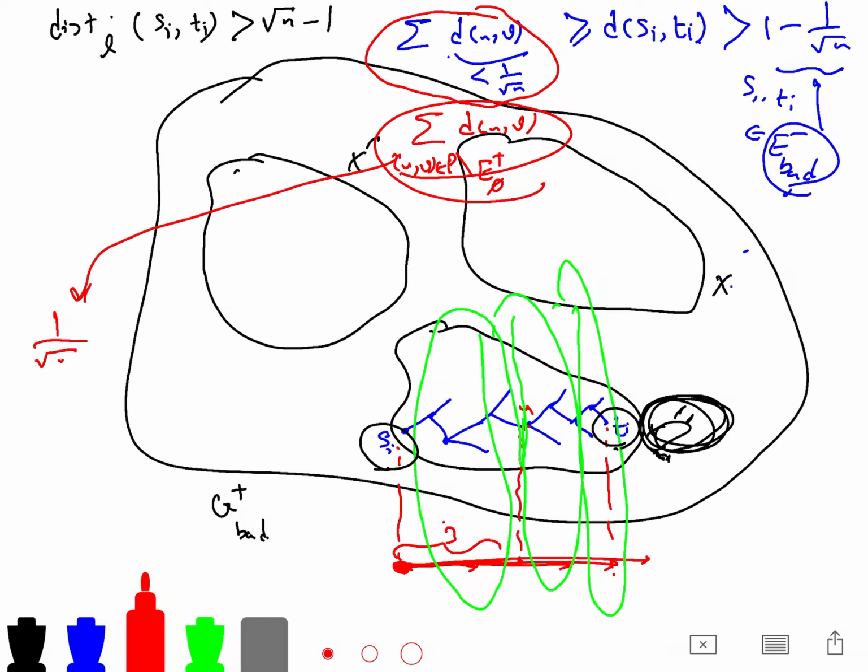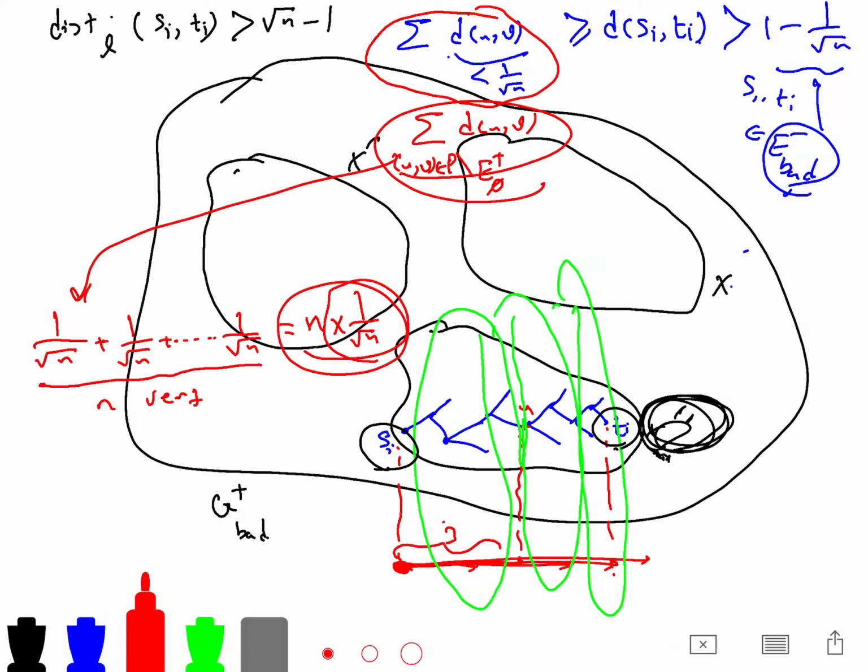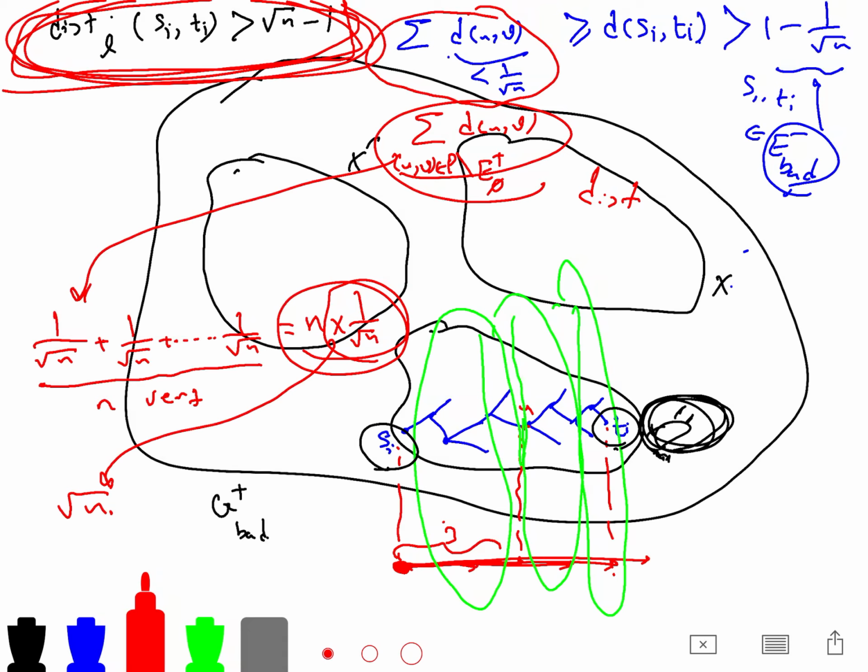And what does it mean? It means 1 over root n plus 1 over root n. How many vertices are there? There are at most n vertices. So this is n times 1 over root n, and this is square root of n. So the distance between Si and Ti is at least square root of n minus 1. So we have proved lemma 1.